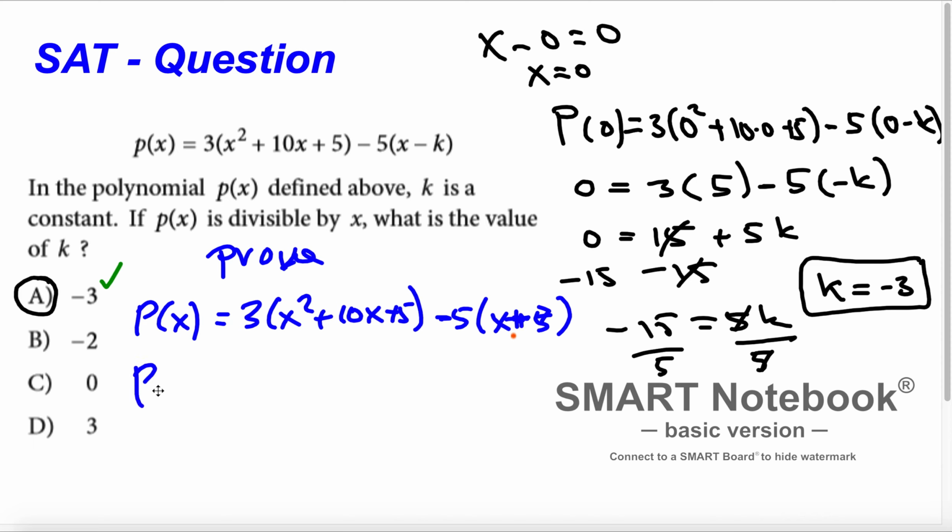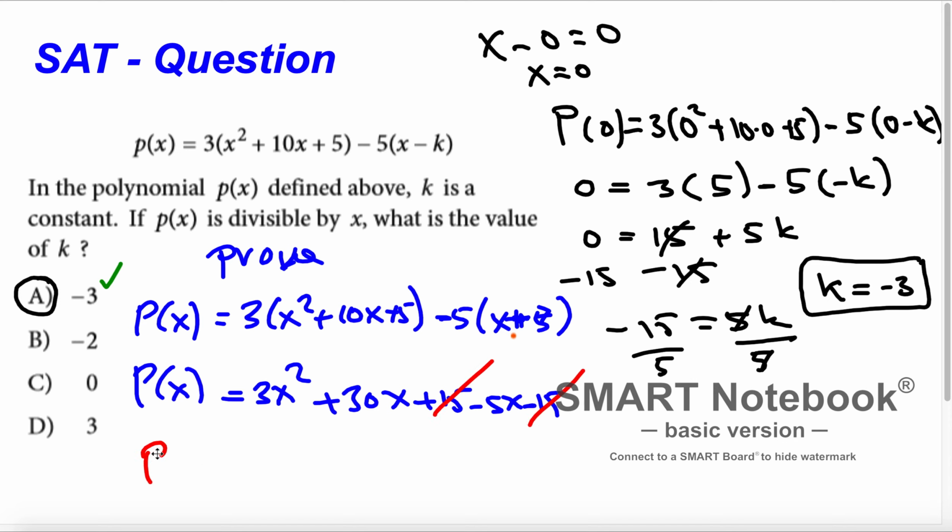If we are distributing, P of x is going to be equal to 3x squared. So I'm distributing here. Plus 10 times 3 is a plus 3x, 3 times 5 is a plus 15, and minus 5 times x is a minus 5x. And here negative times a positive is a negative 15, because 5 times 3 is 15. But now I have this plus 15 and negative 15, which is 0, and P of x is equal to 3x squared, and 3x minus 5x is a minus 2x. What remains here is just this x.